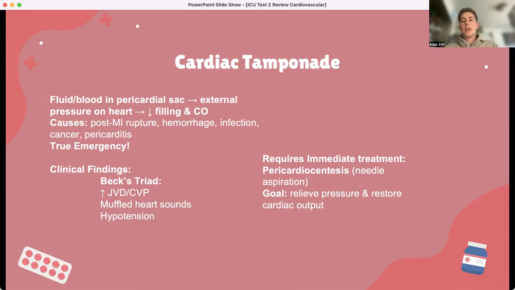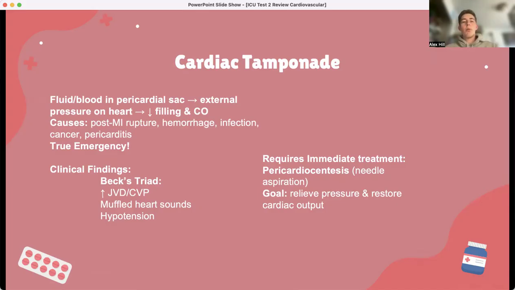Okay, so cardiac tamponade is when your cardiac sac fills with fluid. It can be multiple causes. So if you have an MI and that dead tissue ruptures, then you can get blood filling your sac. Pericarditis, that would be inflammation causing fluid to fill the sac, and so it's a big issue.